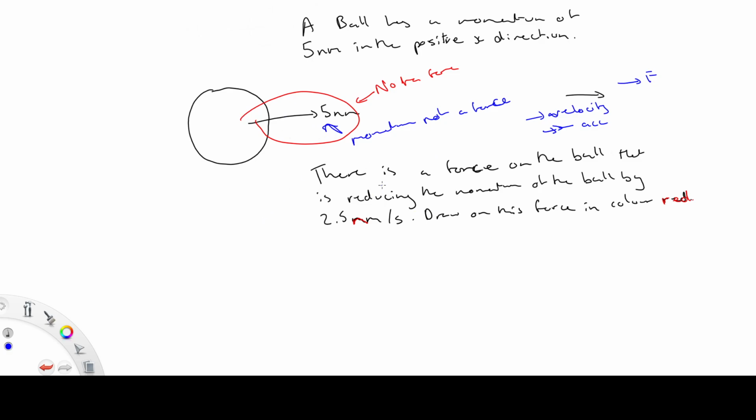Now this is saying that there's a force on the ball that is reducing the momentum of the ball by 2.5 Newton meters per second. Draw on this force in the color red. So if it's reducing this momentum, which means that this arrow is getting smaller and smaller, that basically means the force is negative. The positive x direction is in this direction. If the force is negative, then the force is going to be in the negative direction like this, and it's going to be 2.5 newtons like that.